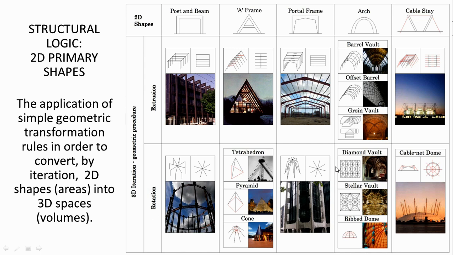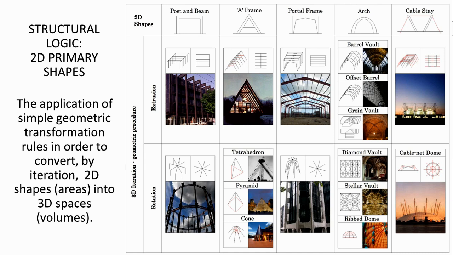By rotating arch structures, things really do get interesting. Particularly when you look at traditional sort of Gothic low tensile architecture, stone cathedrals and the like. By rotating the arch, you can develop diamond vaults, stellar vaults, and domes of one sort or another.